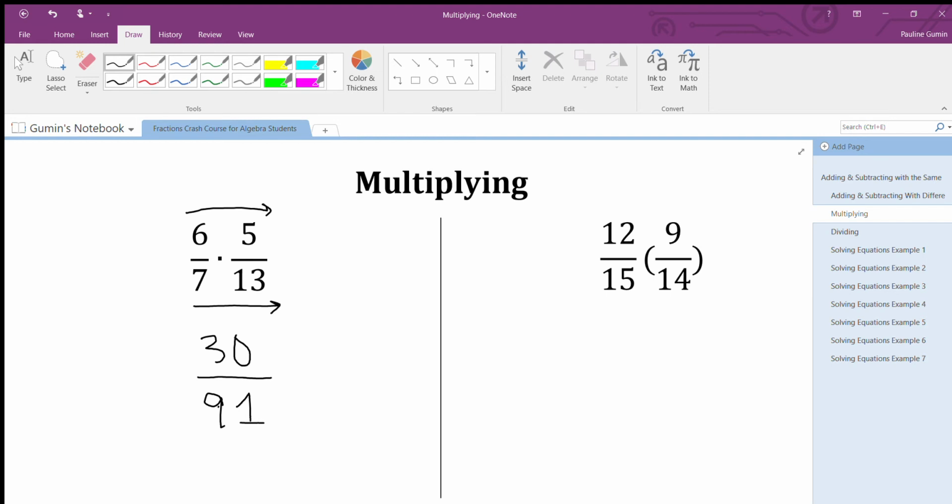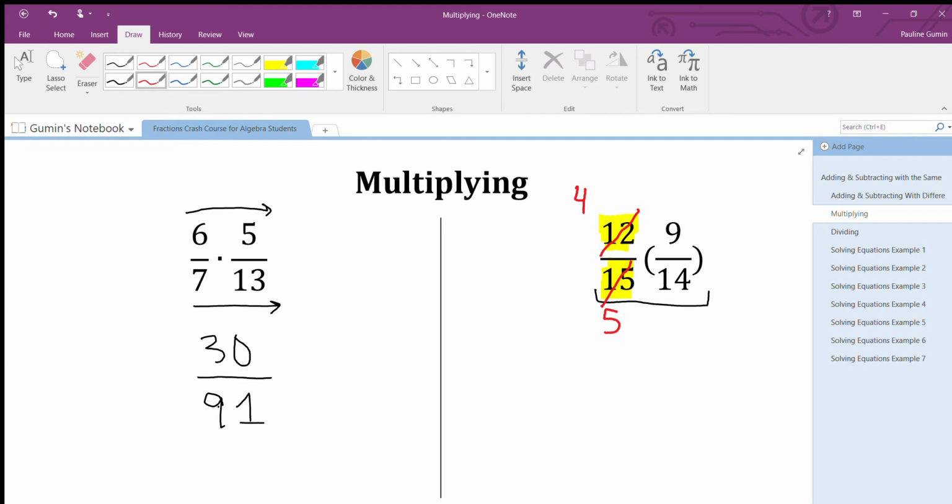All right, let's move on to this right-hand problem. I'm going to start with 12. Can I reduce 12 with 15 or 14? I can actually reduce it with both. What do I feel like doing? Well, let's just reduce it with the 15. Why not? Okay. So, I can divide both 12 and 15 by 3. That gives us a 4 here and a 5 there. Great.